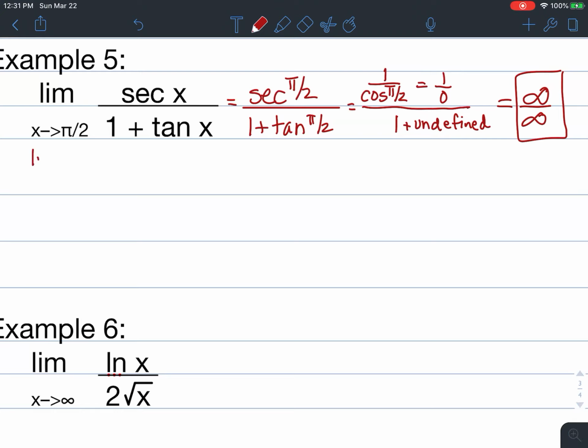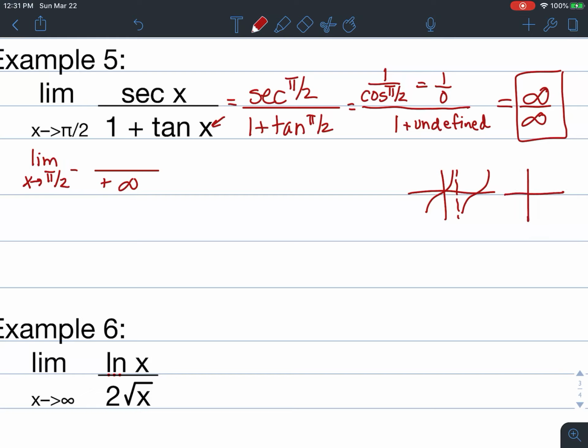Okay, so let's just look at the limit as x approaches pi over 2 from the left. We'll just start with that. So as we approach from the left, let me put tangent back up there. As we approach, tangent from the left, we're going up. So the bottom of this fraction then is positive infinity because tangent is on the bottom.